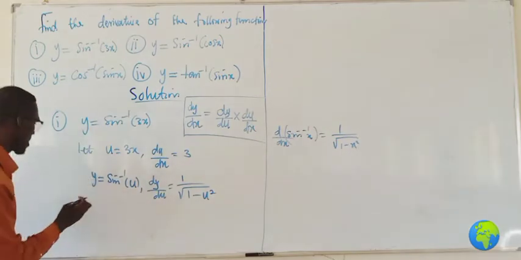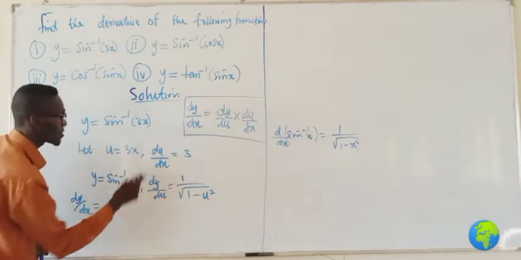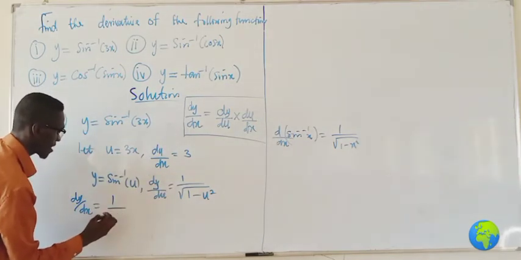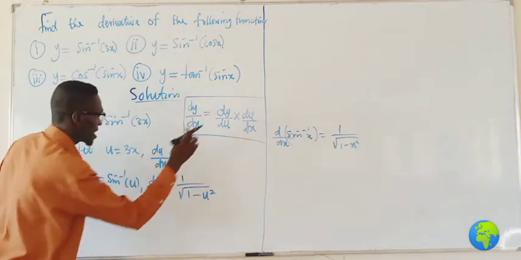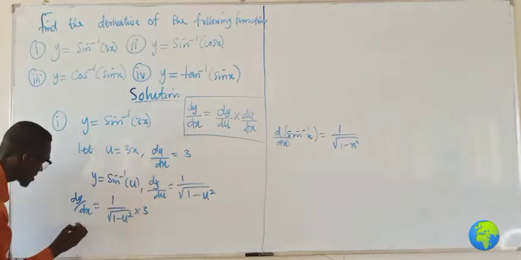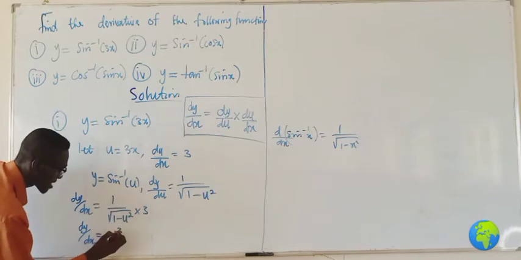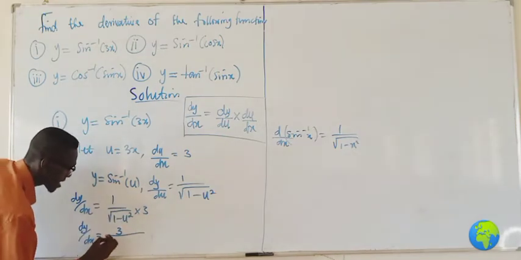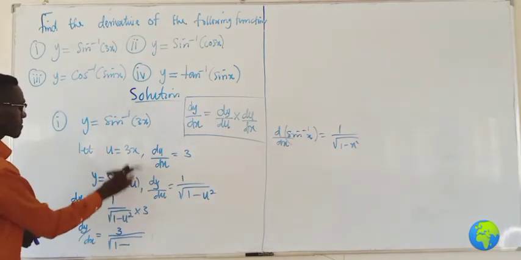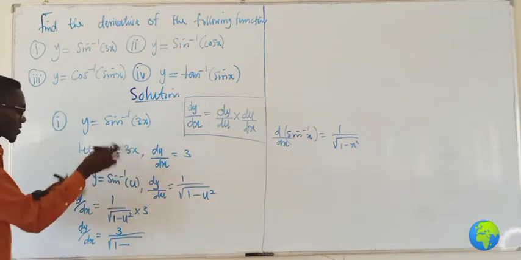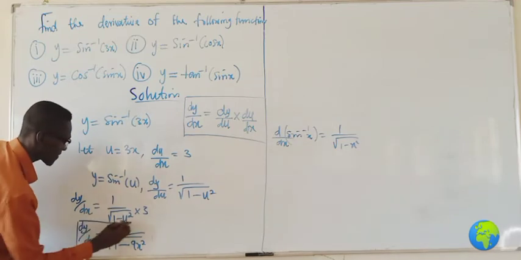So we have everything we need for the formula. How do you write it here? We have dy/dx equals, instead of dy/du, 1 over square root of 1 minus u squared multiplied by du/dx, which is 3. This can be rewritten as dy/dx equals 1 times 3, that's 3 over square root of 1 minus u squared. My u is 3x, so u squared is going to be 9x squared. So I'm having 9x squared, and that's the derivative of the first question.